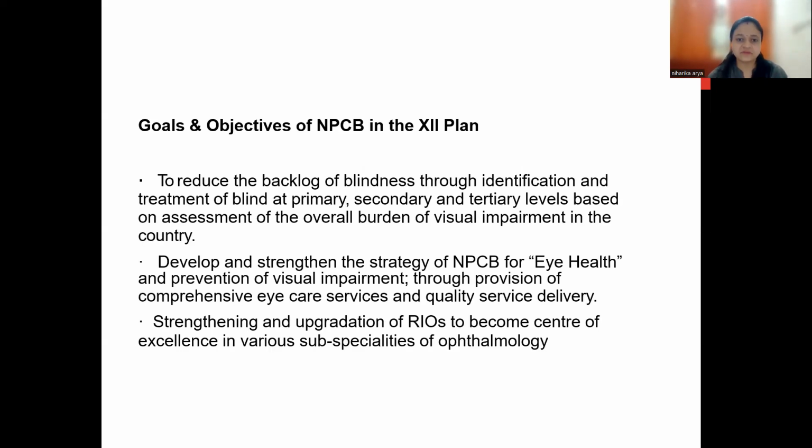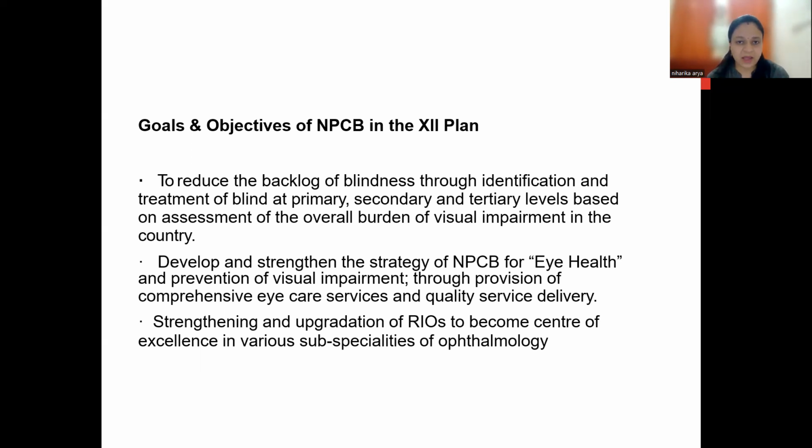What are the goals and objectives of the NPCP in the 12th plan? To reduce the backlog of the blindness through the identification and treatment of blind at primary, secondary, and tertiary levels based on the assessment of the overall burden of the visual impairment in the country. Second, to develop and strengthen the strategy of the NPCP for eye health and prevention of the visual impairment through provision of comprehensive eye care services and quality service development. And strengthening and upgradation of the regional institutes of ophthalmology to become centers of excellence in various subspecialties of ophthalmology. So these are the goals of NPCP in the 12th plan.